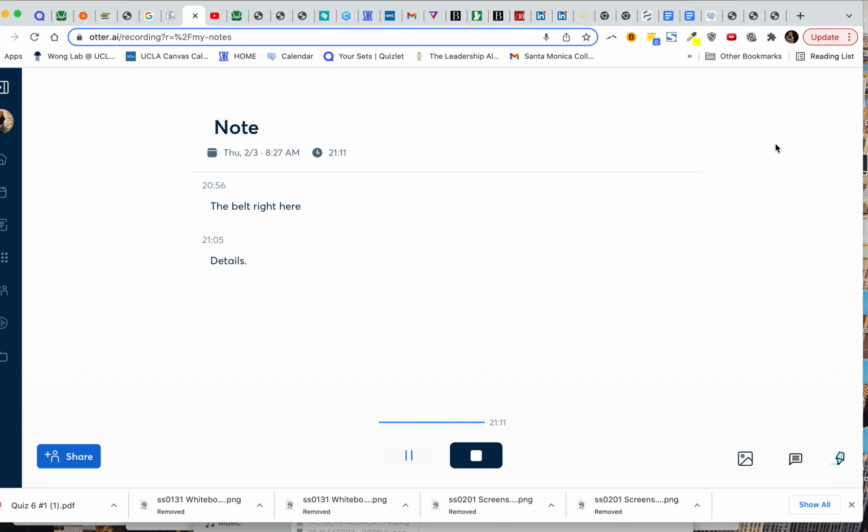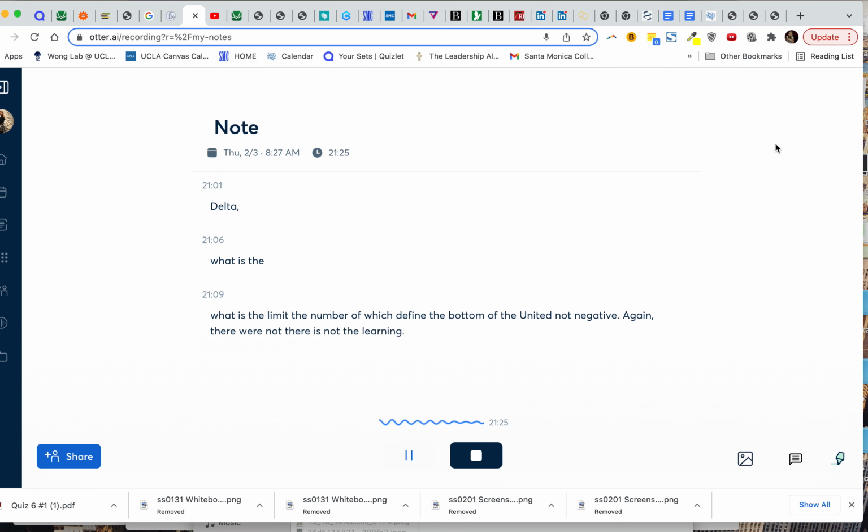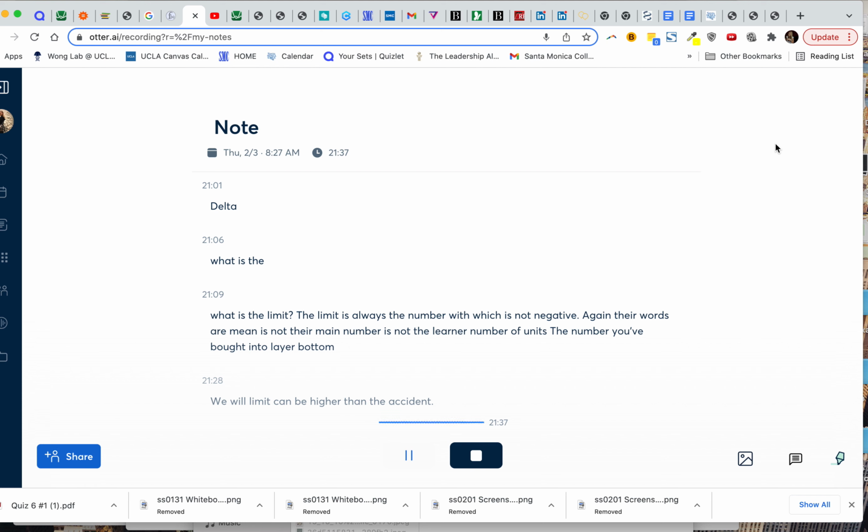And what is the a? A is always the lower limit. What is the lower limit? The lower limit is always the number which is found in the bottom of the integral. In our case, it's negative 2. Again, lower limit is not the lower number of the cube. It is the number you find in the bottom of the integral. That's called the lower limit. Again, lower limit can be higher than the upper limit, unlike the sigma.